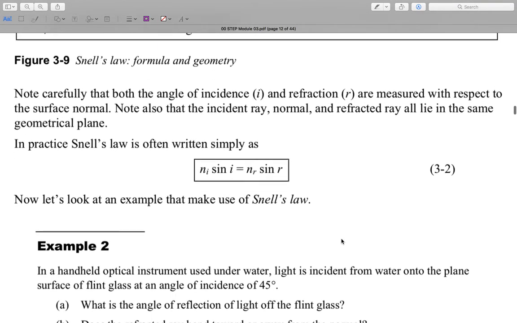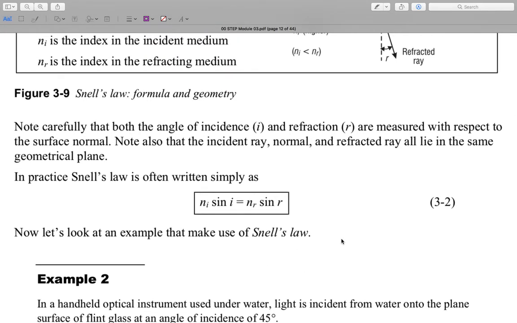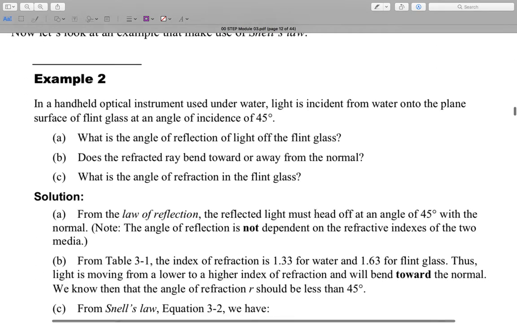Note carefully that both the angle of incidence i and the angle of refraction r are measured with respect to the surface normal. Note also that the incident ray, normal, and refracted ray lie in the same geometrical plane. In practice, Snell's law is often written simply as n_i sin i equals n_r sin r. Now let's look at an example that makes use of Snell's law.